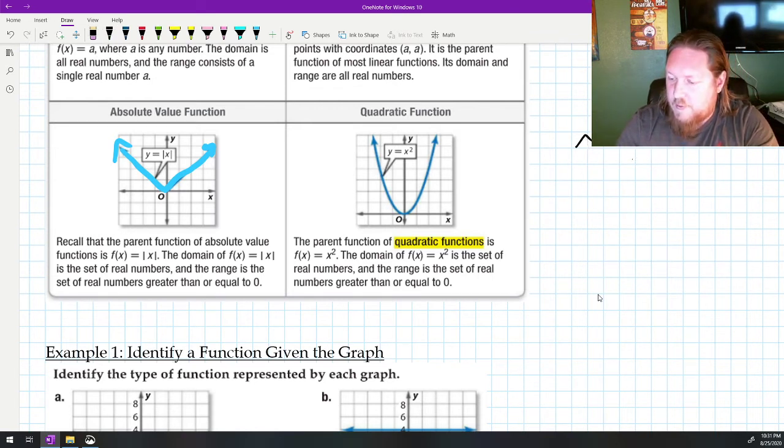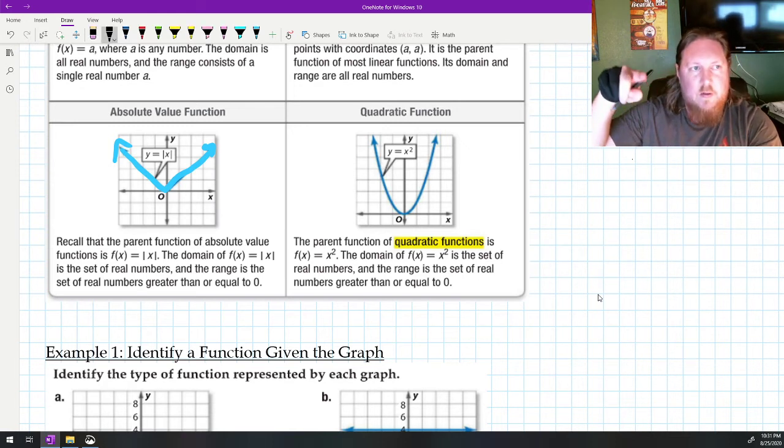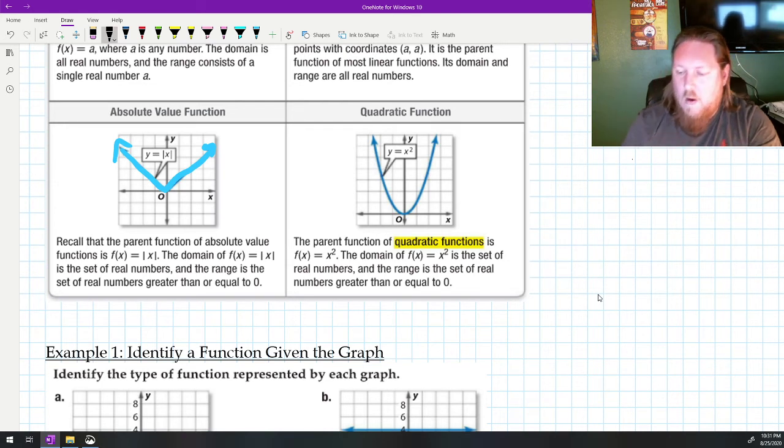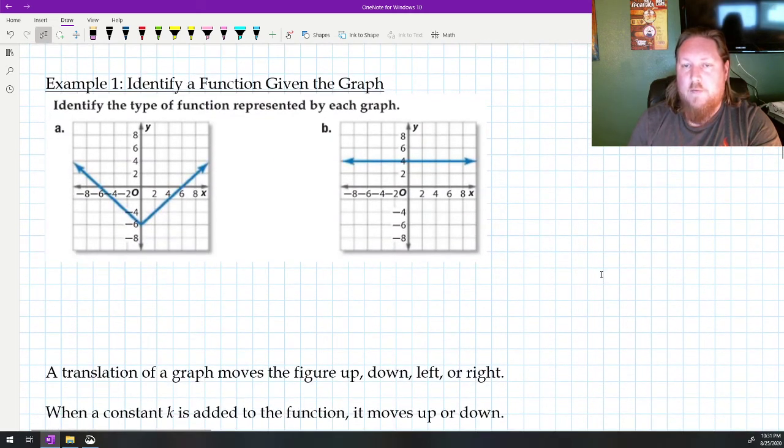But the big difference between absolute value and quadratic is that a quadratic is nice and rounded and smooth. Absolute value changes direction abruptly. That actually makes a big difference in things like calculus. All right, but we're not in calculus right now. All we're doing is trying to identify the function given the graph.